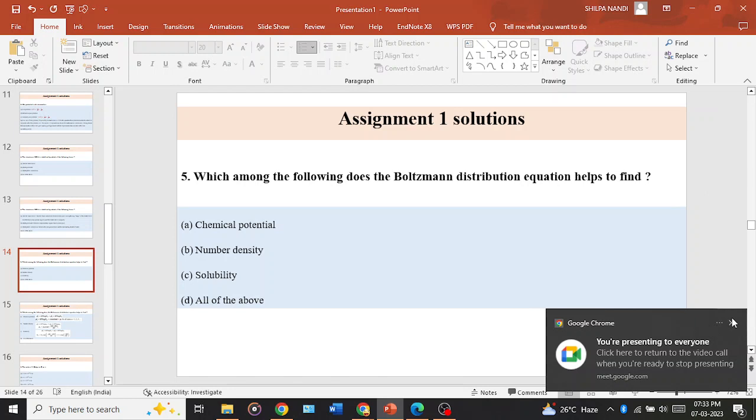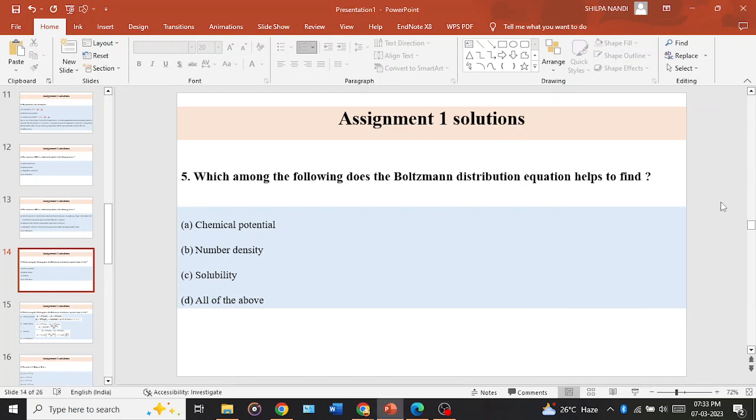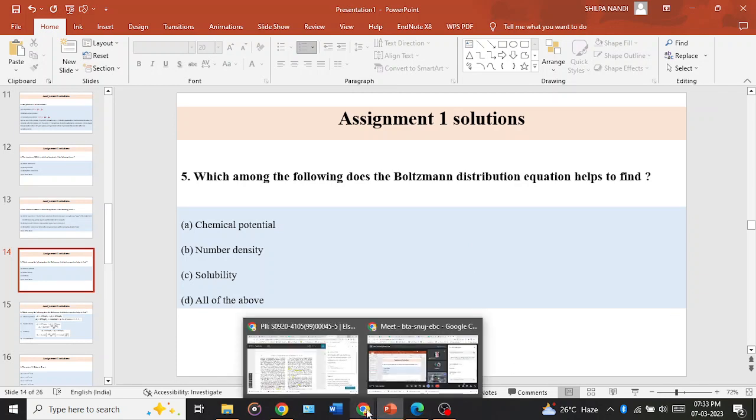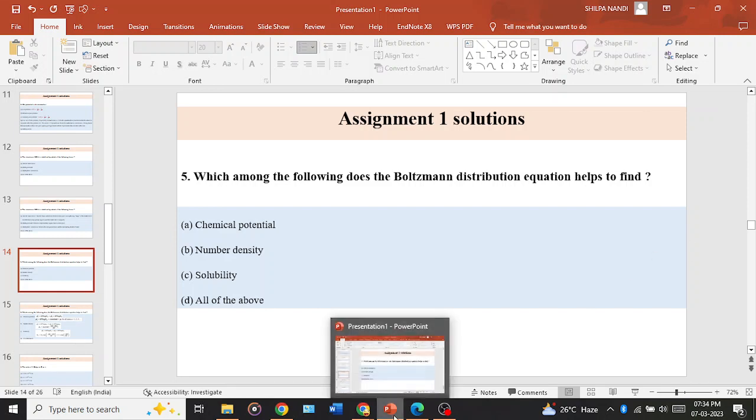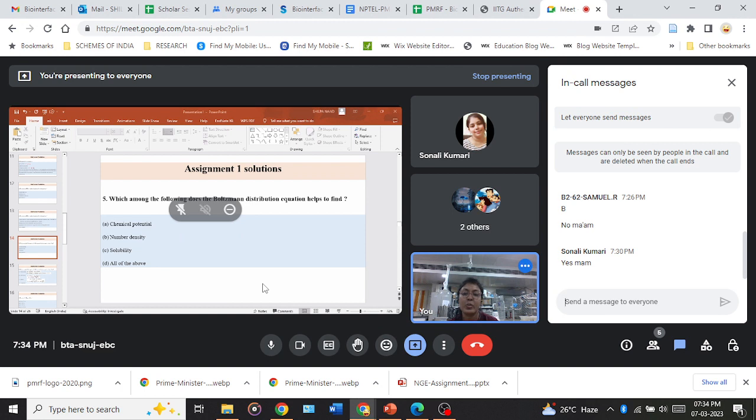The next question is, which of the following does the Boltzmann distribution equation help to find? Our options are A, chemical potential, B, number density, C, solubility, and D, all of the above. So which among the following does the Boltzmann distribution equation help to find? Try to recall what the Boltzmann distribution equation was. I guess in lecture 3 you might have studied about the Boltzmann distribution equation.